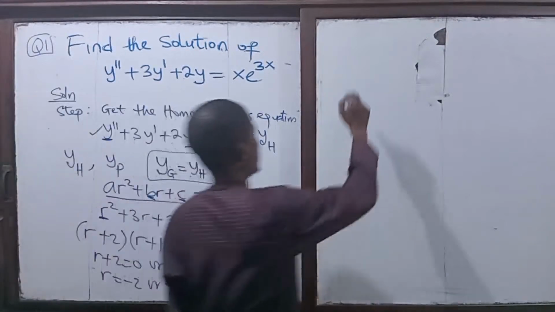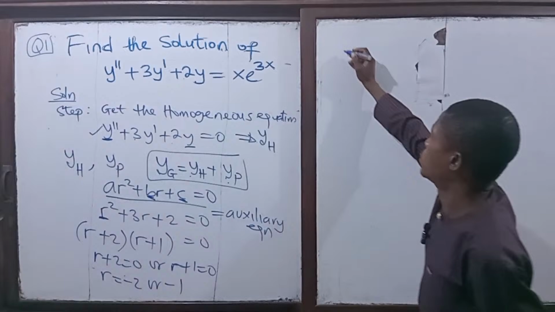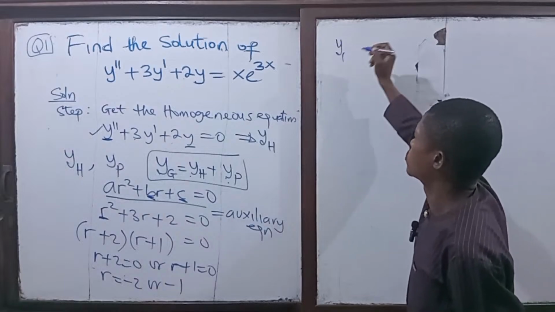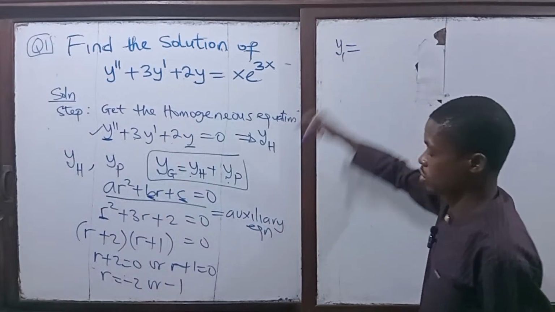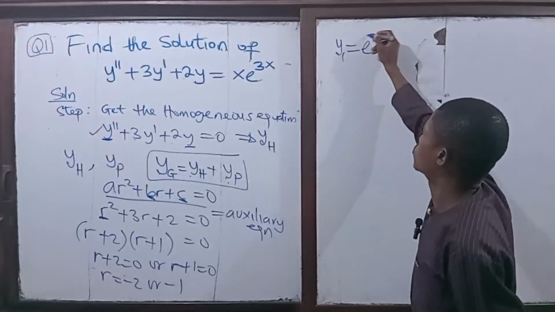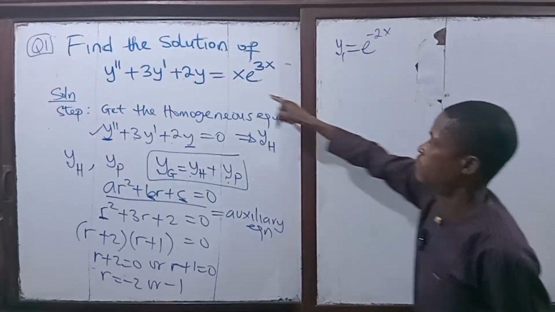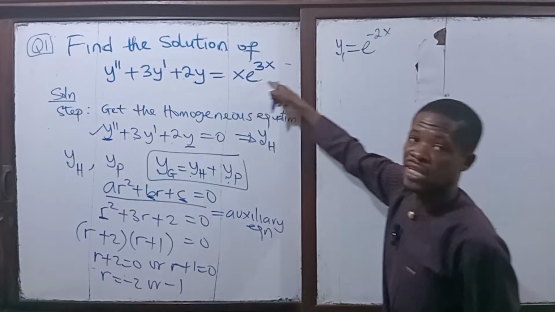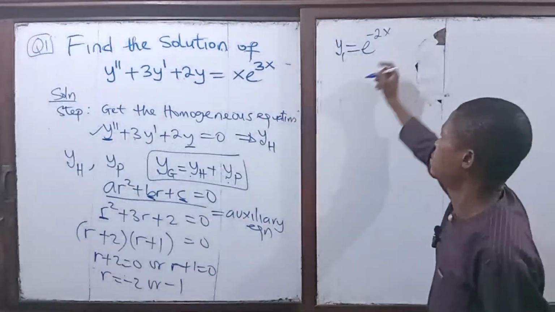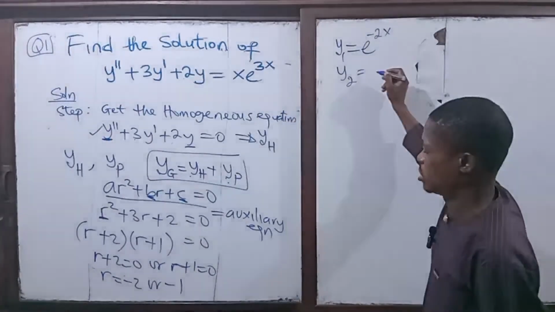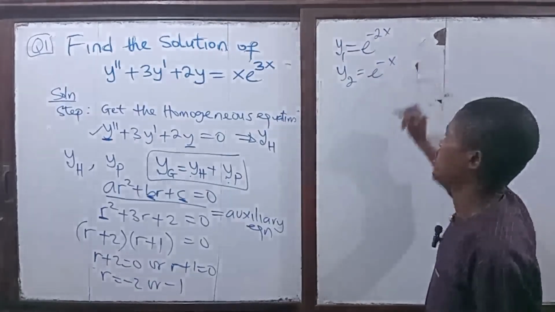So in that case now we can get the roots. One of the solutions, y1, will be equal to e to the power minus 2x, because our function is a function of x. And y2 is equal to e to the power minus x.